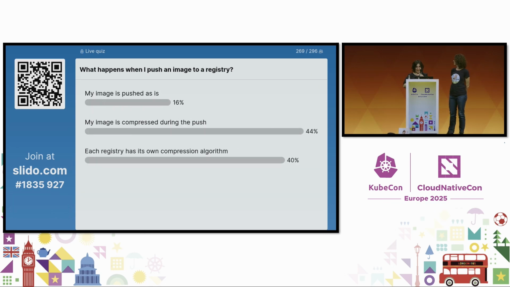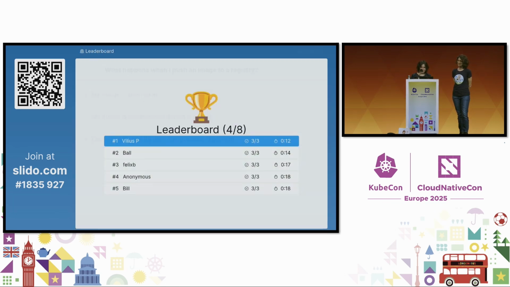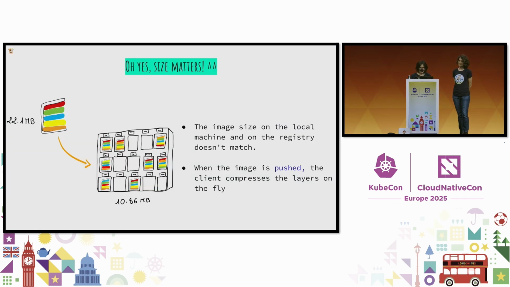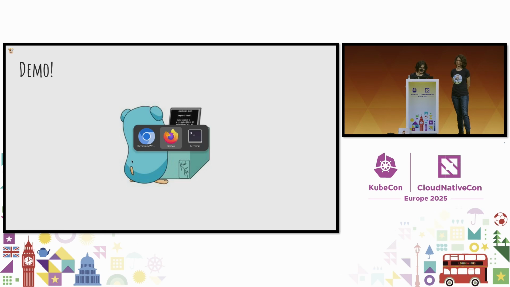Oh, cool. So, yes, my image is compressed during the push, and we'll see it. It can be surprising, but the image size locally and on a registry are not the same. And when we execute the Docker push command, just before the upload, the client compresses the layer on the fly. And we will see it live in a demo.